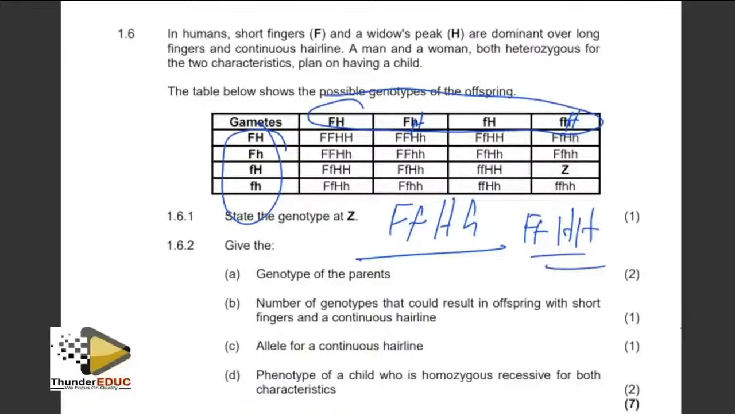Simple. No stress. They're asking for the number of genotypes that could result in an offspring that has short fingers, and short is dominant, and then this one is recessive. Because it's recessive, I need to have the small h. As long as I have capital H, that is 1, 2, and then 3. So there are 3. And then the allele for continuous hairline, allele, not genotype, so it's going to be small h. The genotype of the child that is heterozygous recessive for both alleles is this one, which is small f.